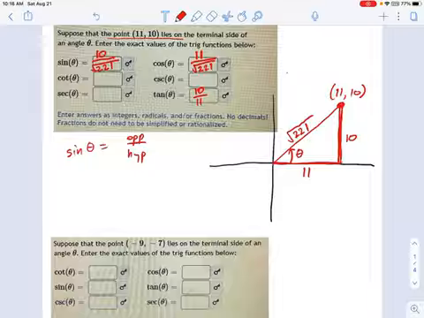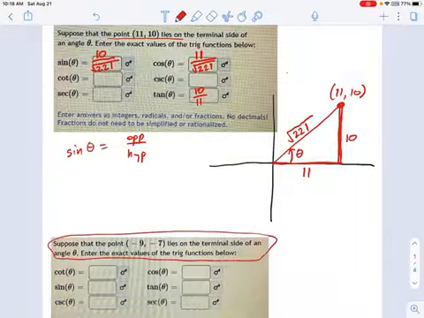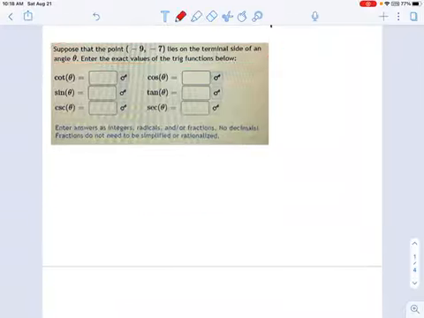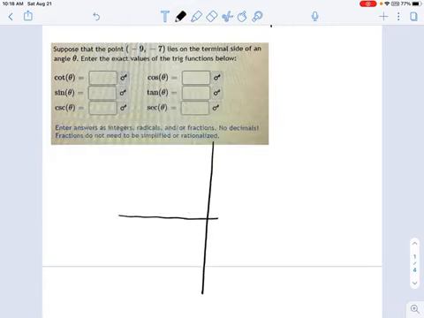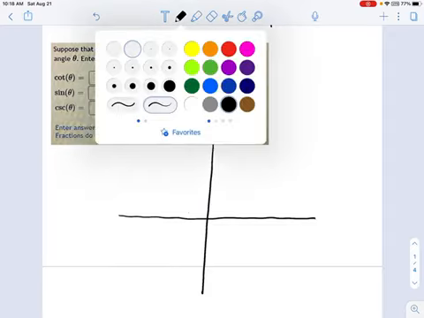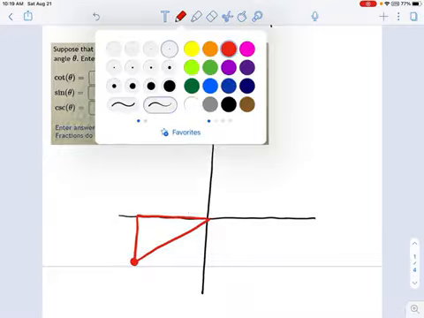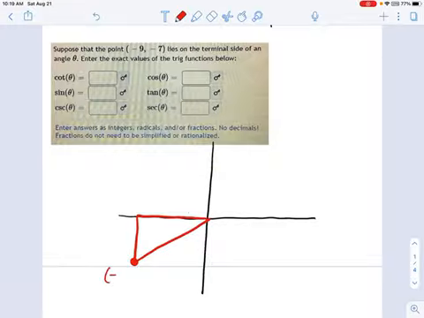Now, let's talk about the second part down here. If you look at this one, what's different? Well, the point is different. Let's draw ourselves a coordinate plane and see if we can figure this out. So -9, -7. Let's draw a triangle to use here. -9 is over there, and -7 is a little way down like this. So here's my triangle. And you can see that that coordinate point pointed me to a place in the third quadrant.